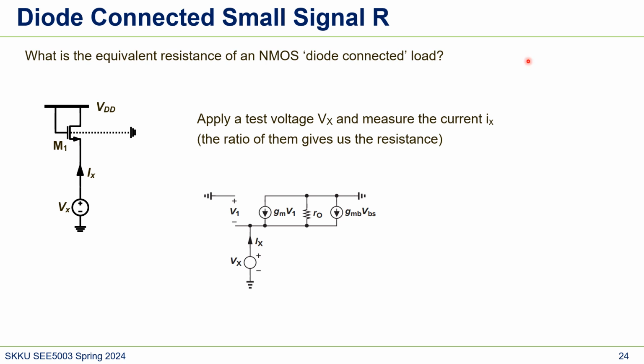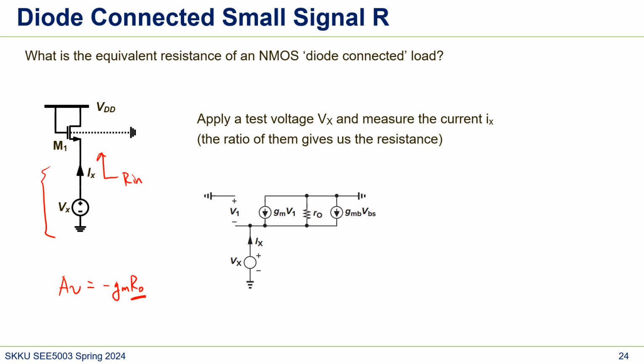So do you remember our gain? When the load was a resistor, the gain was GM RD, right? So the same, we want to calculate the equivalent resistance. This is what we're doing. This is a diode-connected load, and we want to measure the input resistance, like here, R in.